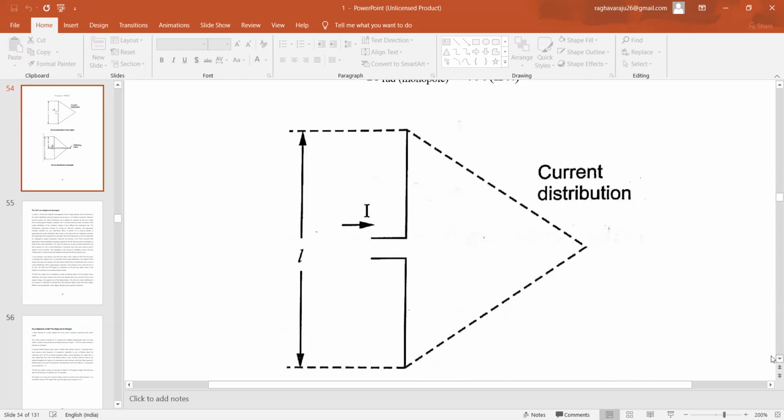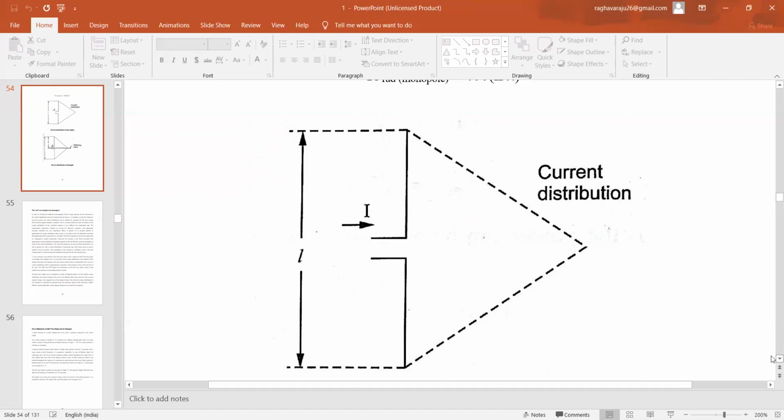So in this half wave dipole, the current distribution is triangular here. Why? Because according to the length of the dipole, if the length is 0.25 lambda, 0.5 lambda, 0.75 lambda, 1 lambda, 1.25 lambda, 1.5 lambda, 1.75 lambda, 2 lambda.